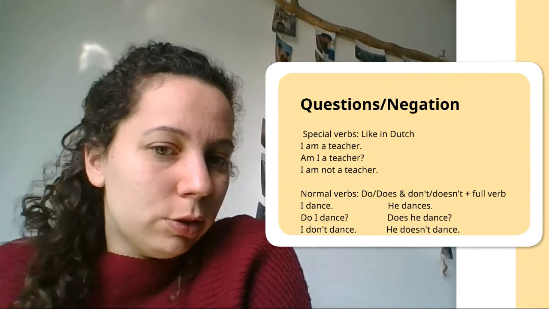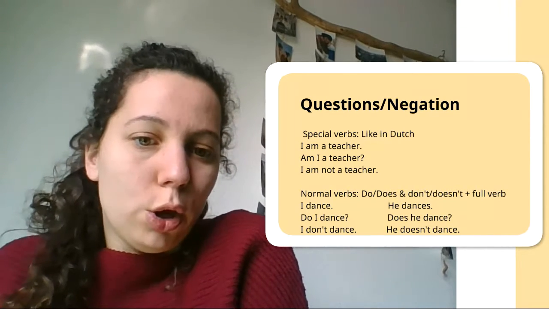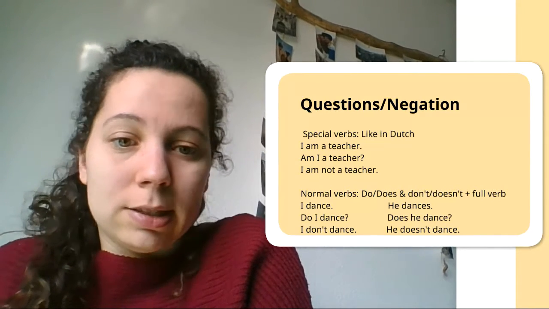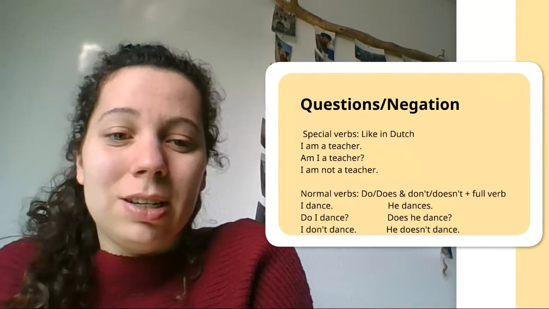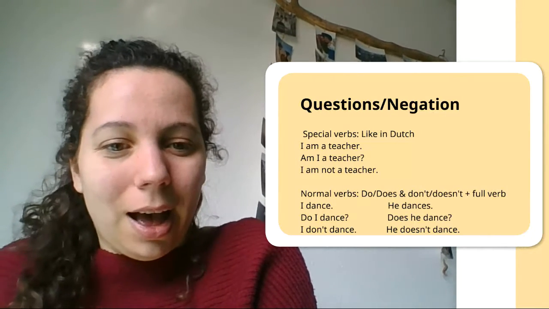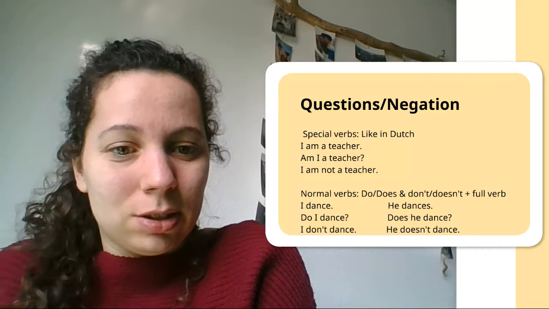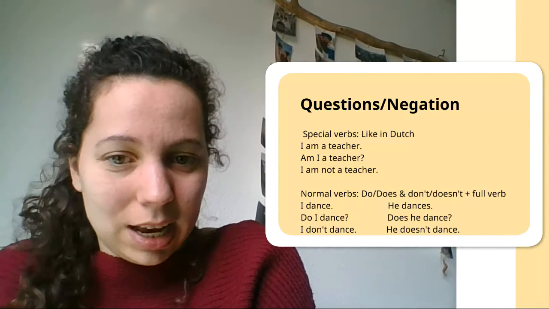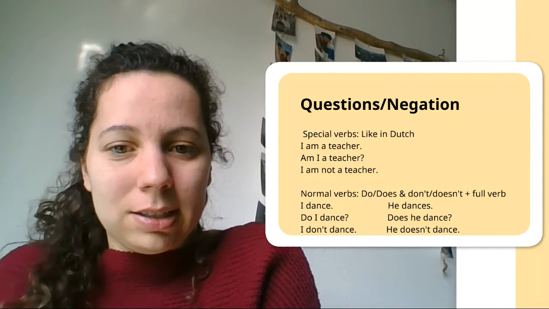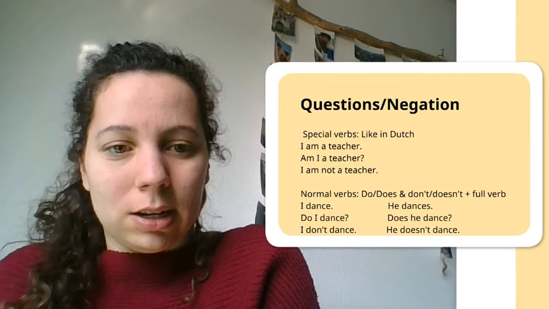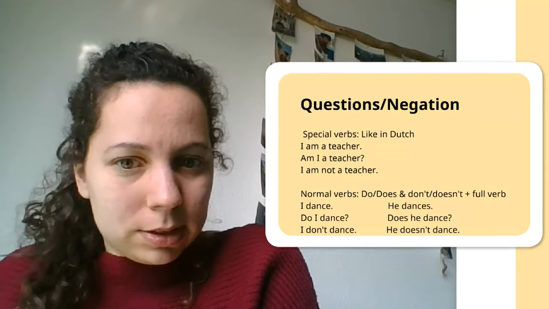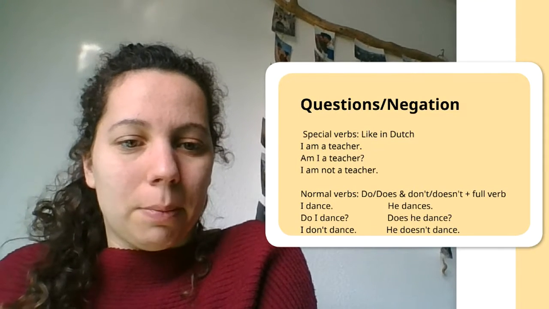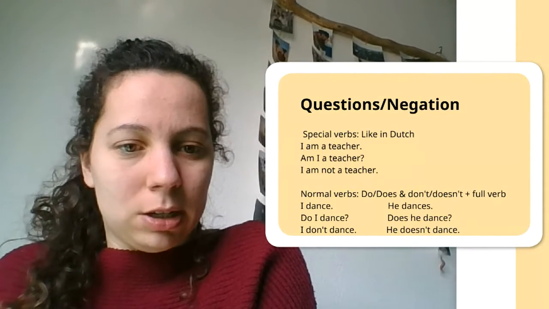This is basically for all of them, right? Because it's also do you dance? You don't dance. Do we dance? We don't dance. Again, the only exception is he, she, and it. "He dances" is not "do he dance", but it's does he dance. And there you see that it's important to notice that after the he, we see the full verb, the stem of the verb. So please pay attention to that.